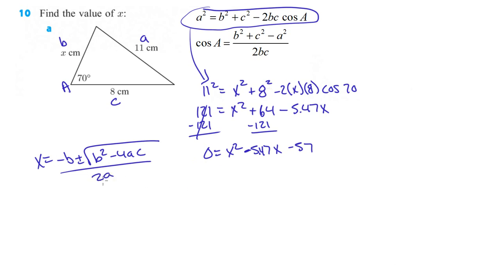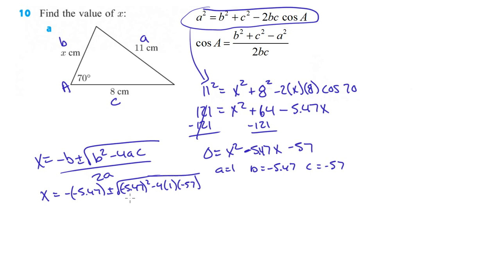Now we've got to plug this in. Again, this is a tricky one. So a is 1, b is negative 5.47, c is negative 57. So x equals negative negative 5.47 plus or minus the square root of negative 5.47 squared minus 4 times 1 times negative 57, all over 2 times 1.